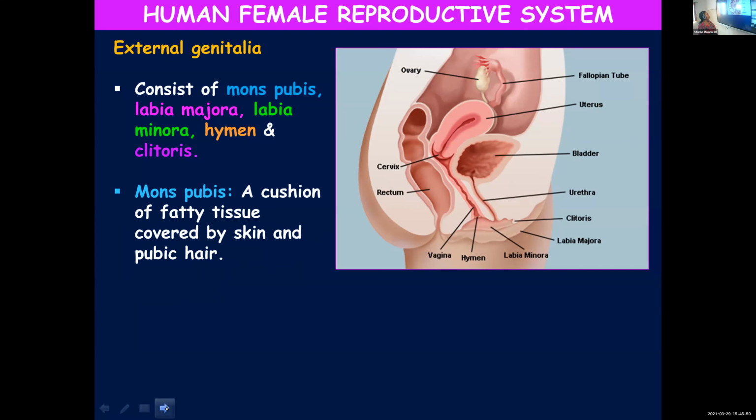We'll begin with mons pubis. Mons pubis is a cushion of fatty tissue, and it is this region that is covered by pubic hair. So the first structure that comes under external genitalia in human females is mons pubis. It is a cushion of fatty tissue and it is covered by skin provided with hair. So hairy skin covers mons pubis.